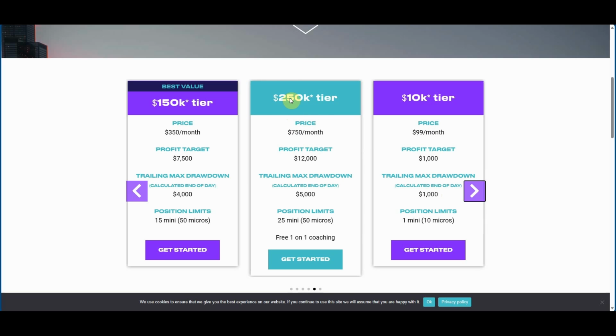The 250k tier for me is really good value. The only thing I don't like about it, other than the price, is the disparity between the profit target and the trailing max drawdown. When you think of the daily movement though, you're only looking to make 30% of the total profit target, which is a little over $3,000 per day as a maximum, while you can't lose more than $5,000.